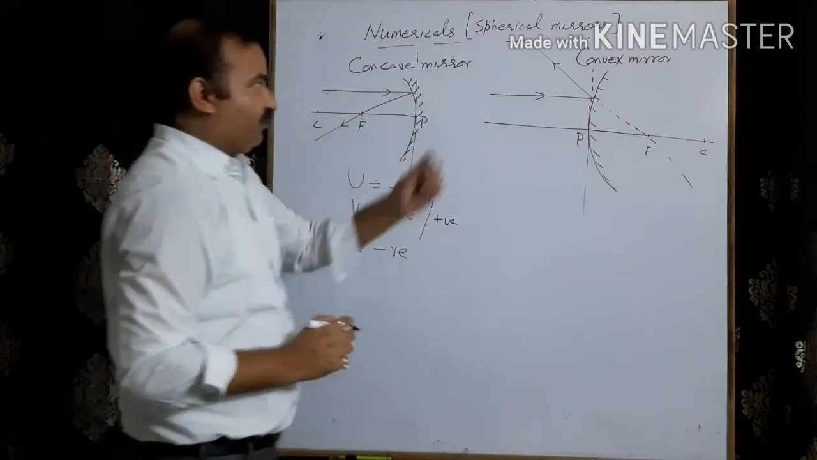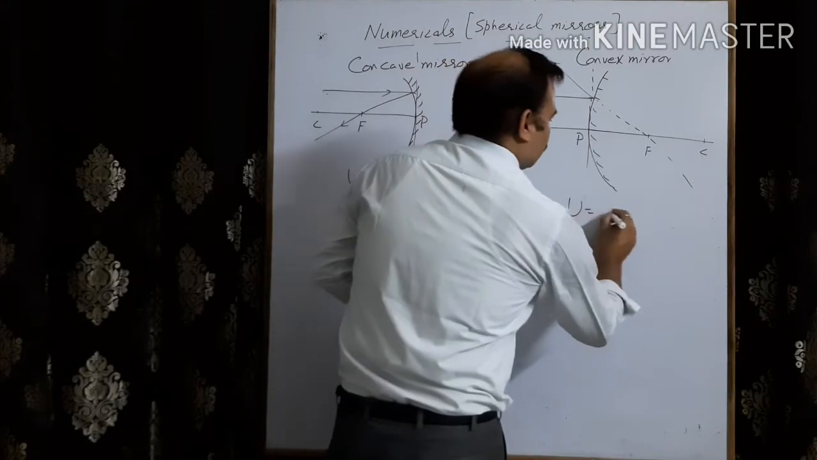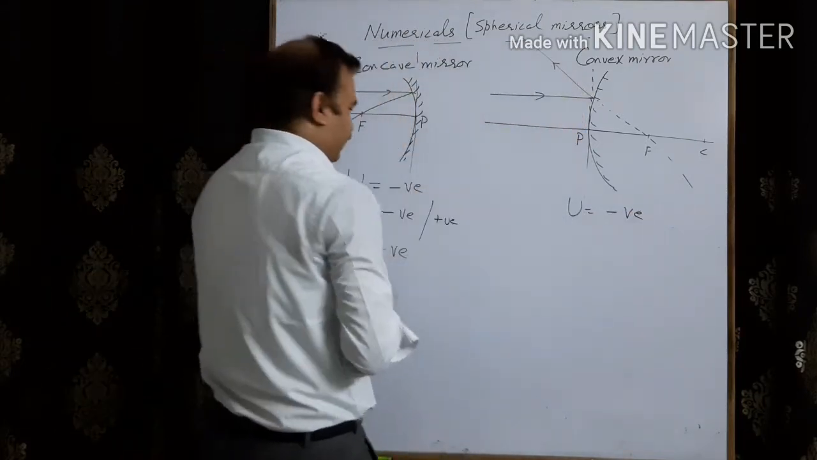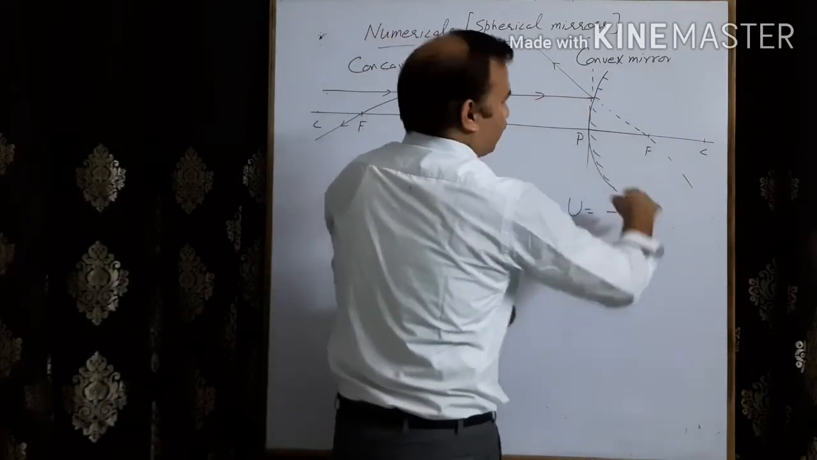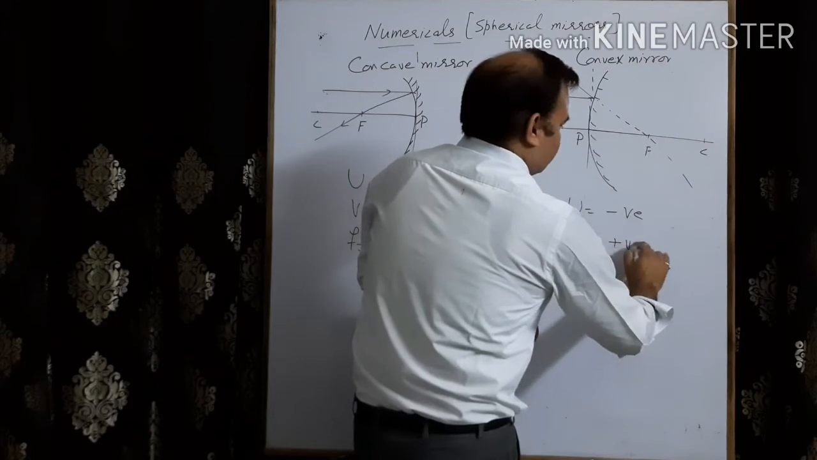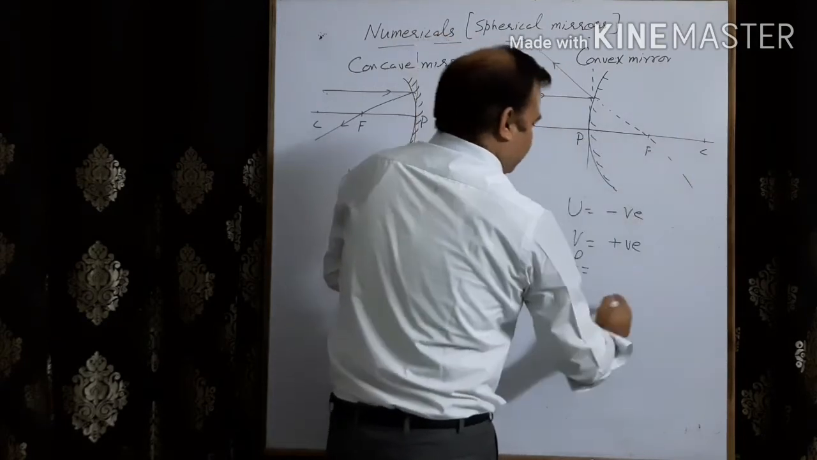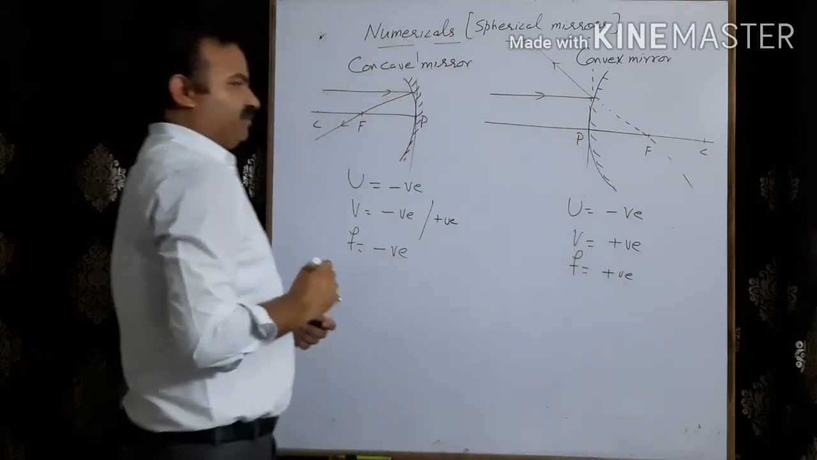Fine. And for the convex mirror, U is negative, it means U for both cases is negative. V: the image is always formed behind the mirror, that is on the right side, so it is always positive, and the focal length, that is also inside, so that is also positive.